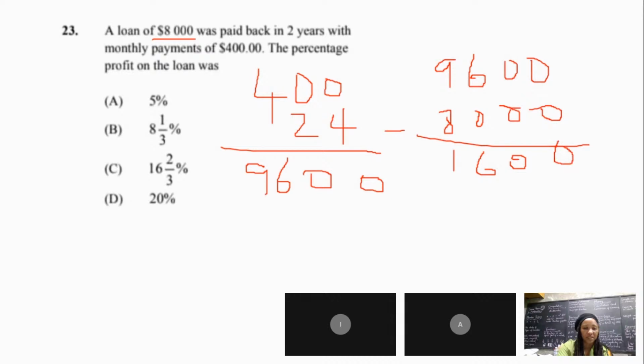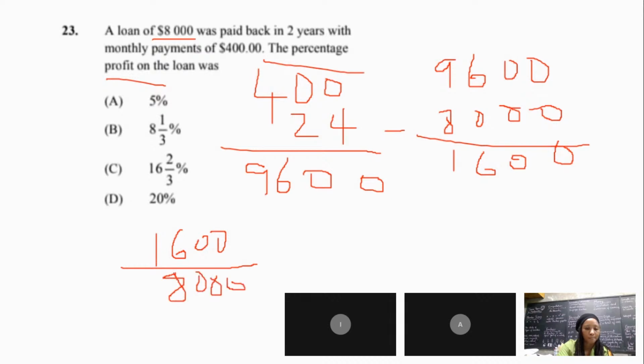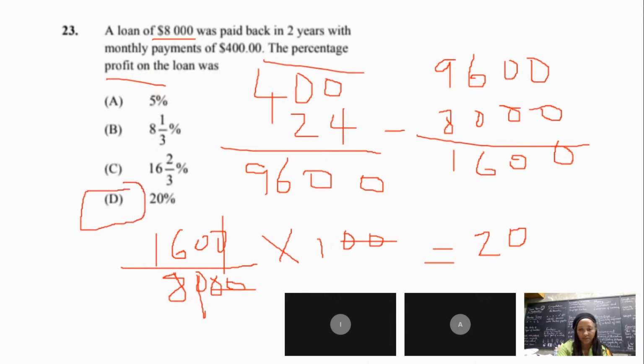So they want that as a percentage. This is the profit that was made on you, and they want the percentage profit. So put the profit over the original $8,000 times 100. So these two zeros cancel these two. That one cancels that one. 8 into 16 goes 2 and 8 into 0, 0. So it's a 20% profit.